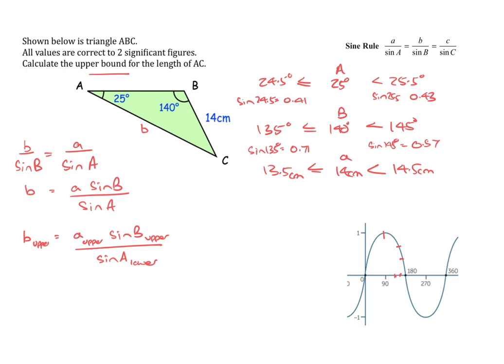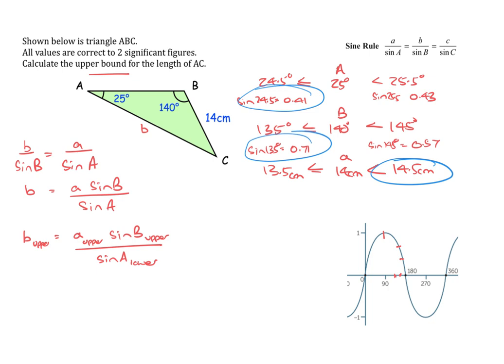Now let's go back to my equation. I want a upper, sine B upper, and sine A lower. So which ones do I want? I want a upper, which is the largest value for little a, that's 14.5. The largest one for sine B is 0.71. And I want sine A lower, and the lower value for that is 0.41.